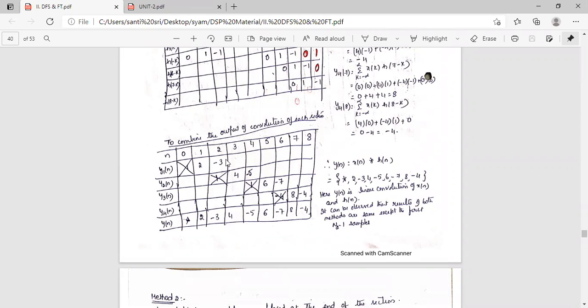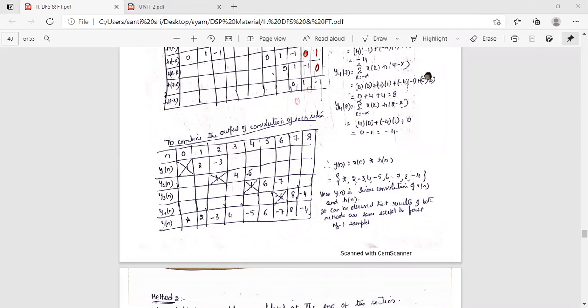Finally, we combine the output values of the convolution of each section. The first section gives these values, the second section these values, the third section these values, the fourth section these values, and the fifth section, the final section, these values. So here y of n is the linear convolution of x of n and h of n. It can be observed that the results of both methods are the same except for the first n2 minus 1 samples. Except for these, all remaining values are the same for the overlap add method as well as the overlap save method, right?